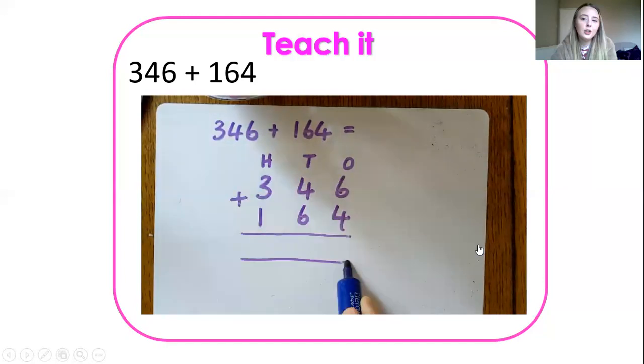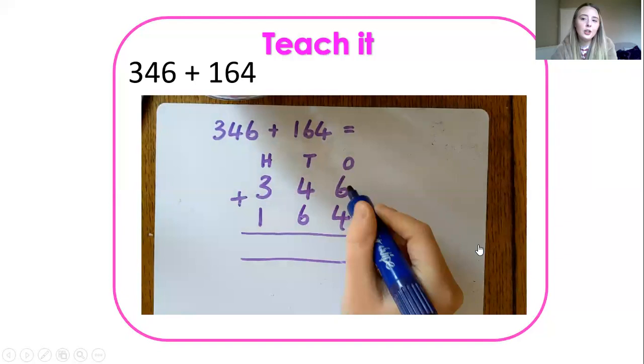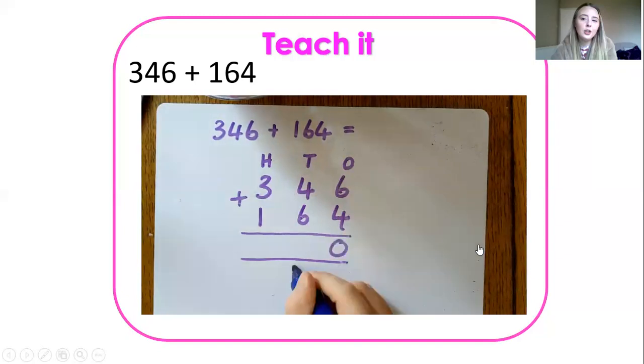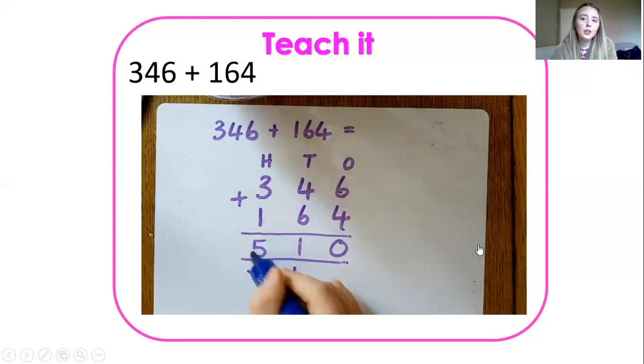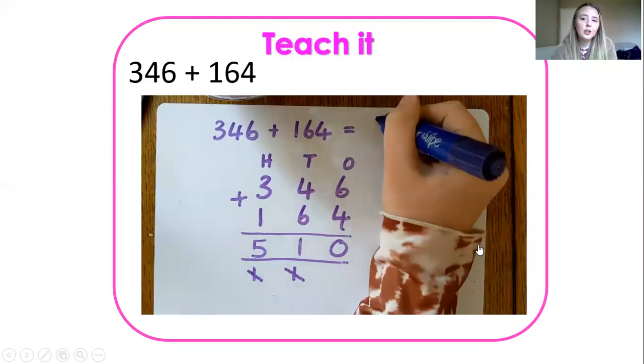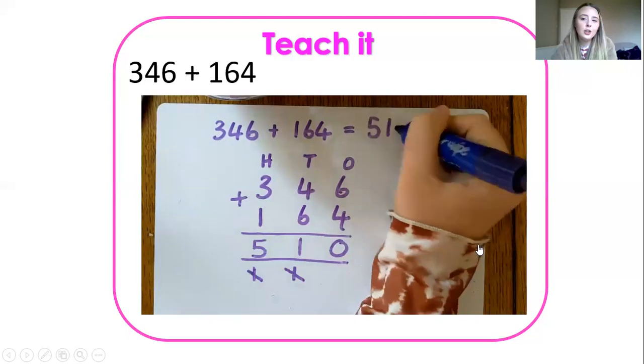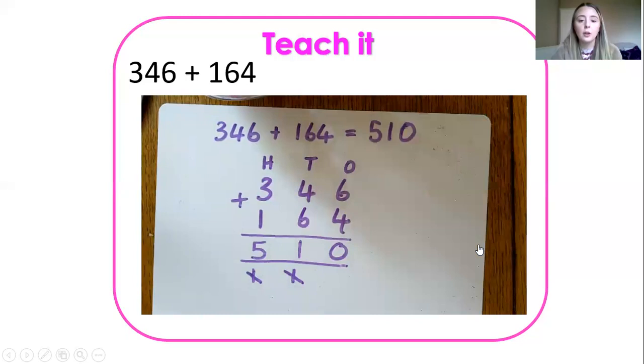6 add 4, I know that's 10, leaving us with no 1s, and 1 10 that we've exchanged. 6 add 4, that is 10 as well, but we've got 1, so we're going to cross that out and put 11. So we are exchanging 10 of those 10s for 100. 3 add 1 is 4, add another 1 is 5. So we've got 510 as our answer.